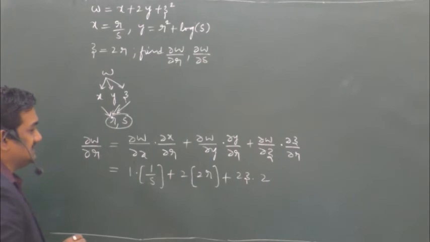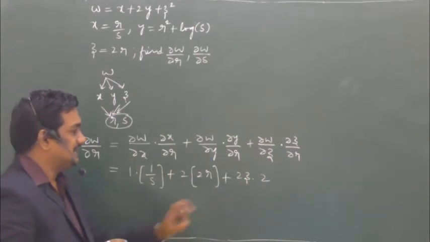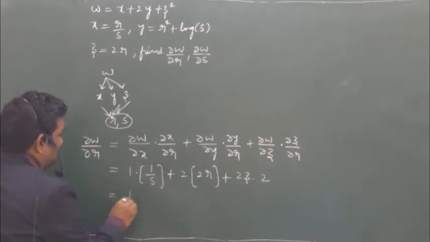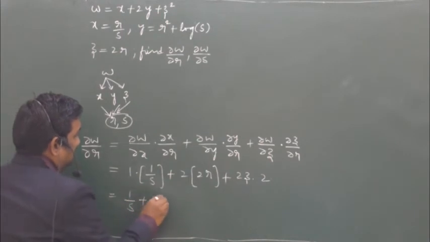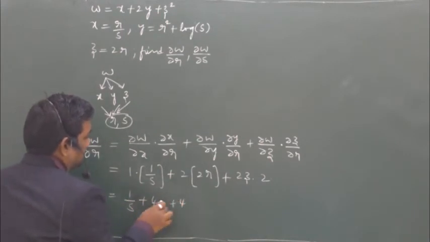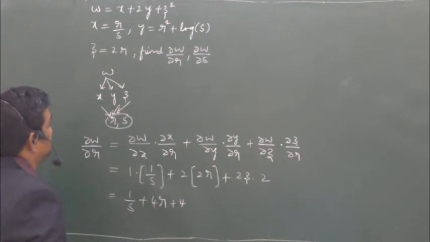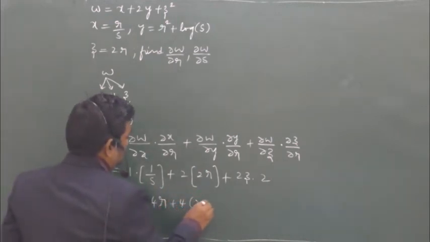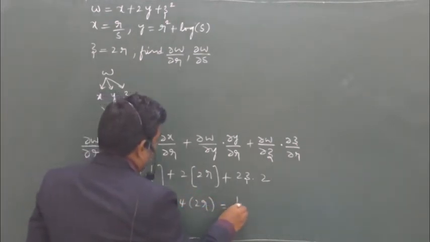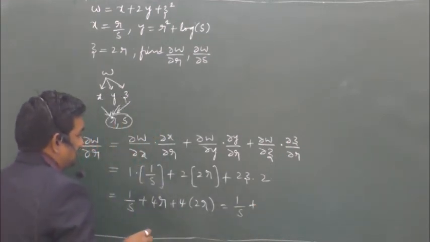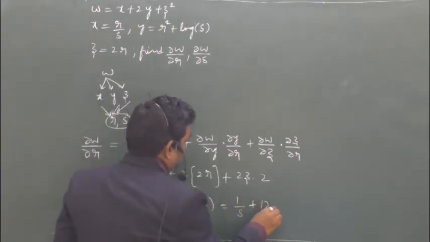Now let us substitute the value of z here. It will be 1 by s plus 4r plus 4 into z value 2r. So it is 1 by s plus 4r plus 8r. It is 12r.